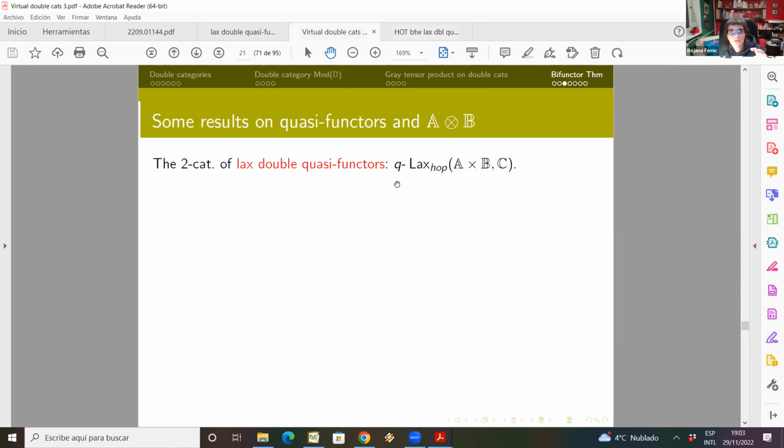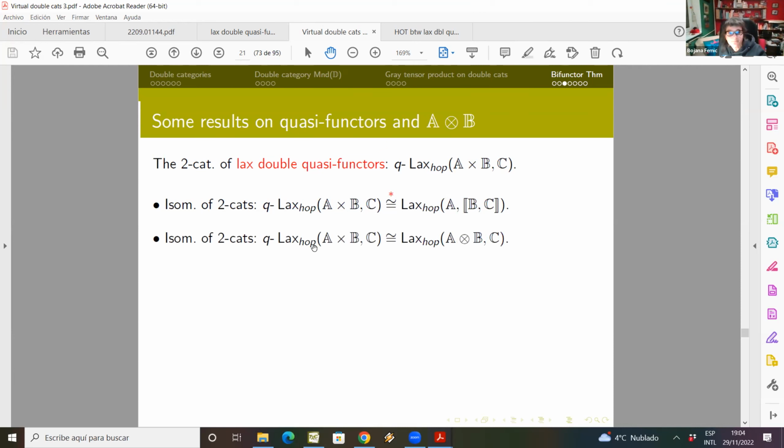Oh, okay. So I define here the two-category of them. And then I show that there is a two-category isomorphism between these two categories and this other one. So these are Lax double functors, horizontal oplax transformations and modifications. Here I need to stress that, of course, the composition of horizontal oplax transformations goes in the vertical direction. Otherwise, we cannot define it because we have Lax functors.